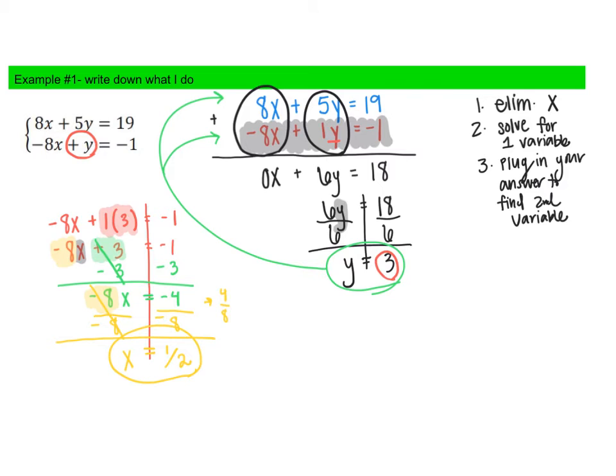Okay? So now that I have found my second variable, I'm going to write my answer as a solution. And I do that as writing an x, y pair, because my solution is wherever these lines cross. So the solution to this system of equations is going to be 1/2 for my x and 3 for my y.